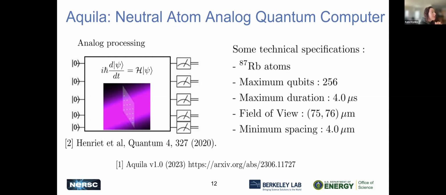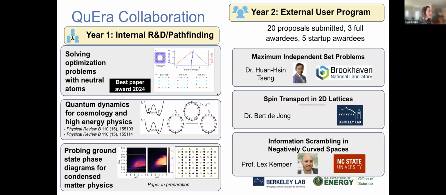And you have some amount of time that you can evolve the system and some field of view that you can actually look at to measure what's going on in the system. So there are different constraints that they're working with, and these are slowly being relaxed with some feedback from the users about what people actually want to do. If you're interested in all the specifications of the machine, you can look at this white paper that was put out. But this is the hardware that we have access to currently and that our users have been using.